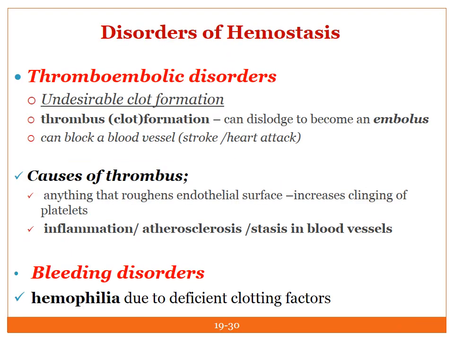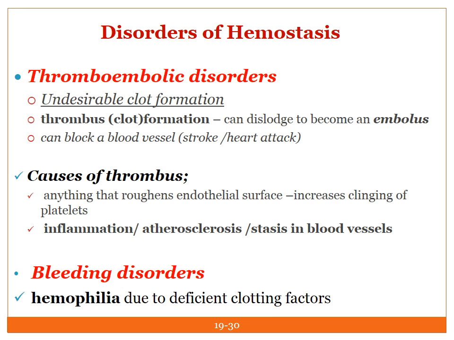Looking at just a few disorders of hemostasis that people can suffer from. Thromboembolic disorders refers to the formation of clots, undesirable clot formation. So another name for clot is a thrombus. A thrombus can occur spontaneously within blood vessels given the right conditions. Things that can cause the formation of a thrombus is generally anything that roughens the inside of the blood vessel wall, the endothelial surface.